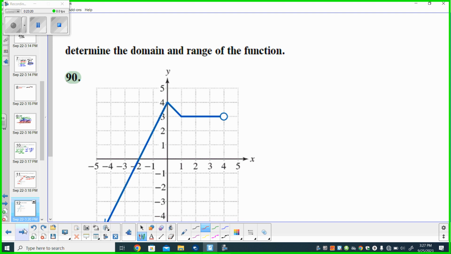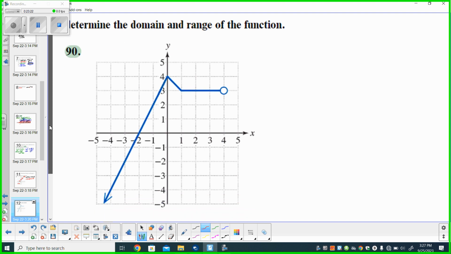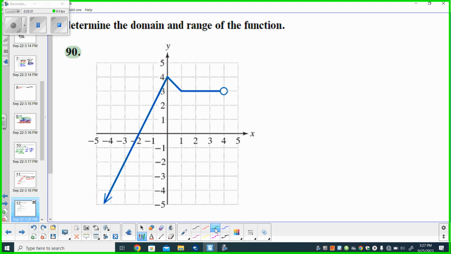Again, let's determine the domain and range here. Now notice the difference here. This is a continuous line, no longer just scatter plots. So we will write it in interval notation when it's presented to us like this.